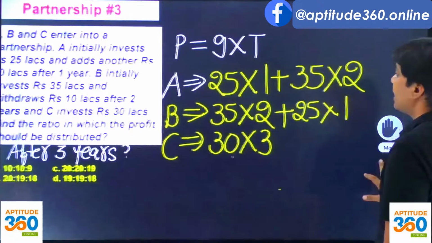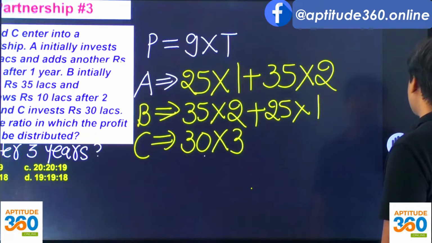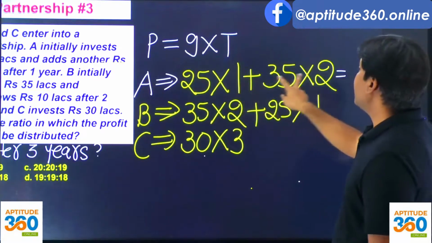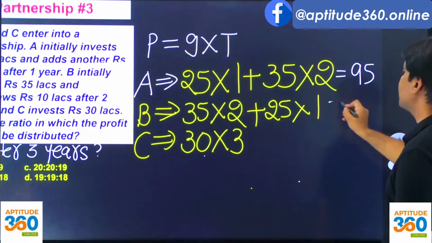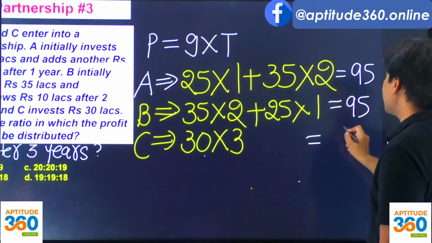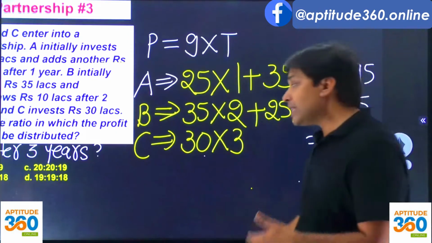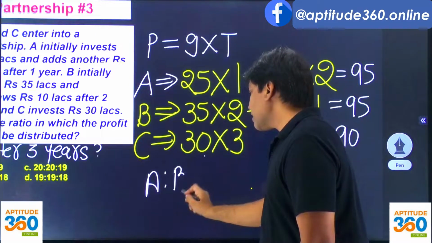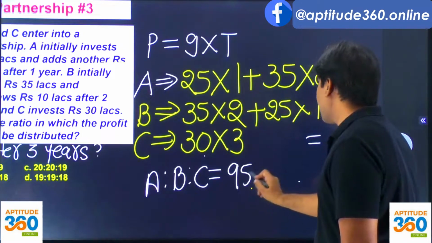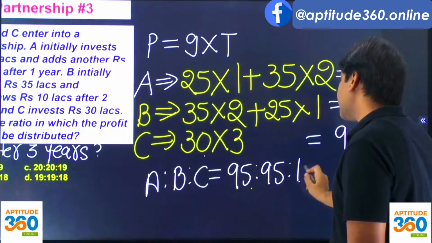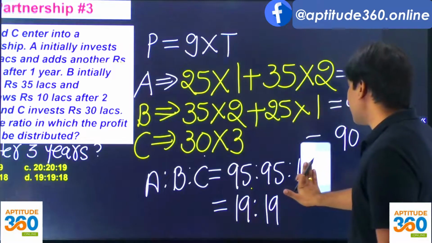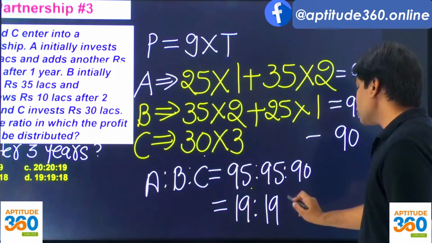What is going to be these values? Let us try to simplify this. So the value for A comes out as how much? 25 and then 70. This is coming out as 95. How about this? 70 and 25. This is 95. And then this is 90. So what should be the ratio in which the profit should be distributed amongst A, B and C? It should be 95 and then 95 and then 10. This comes to 19 and then 19. Oh no, this is not 10, this is 90. So this one is coming out as 18.